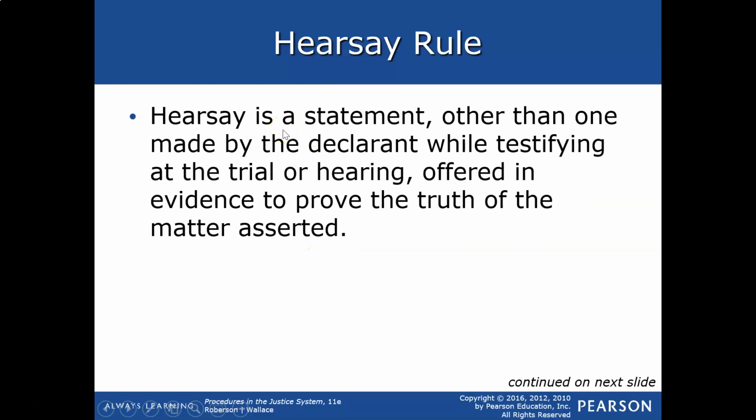Hearsay. A lot of you know what hearsay is. You know your own definition of what hearsay is. A lot of us would say gossip, rumor, things like that. But hearsay, as far as the courts are concerned, is a statement other than one made by the declarant while testifying at the trial or hearing, offered in evidence to prove the truth of the matter asserted. Okay, so let me tell you what I mean. I'm going to give you an example of hearsay.